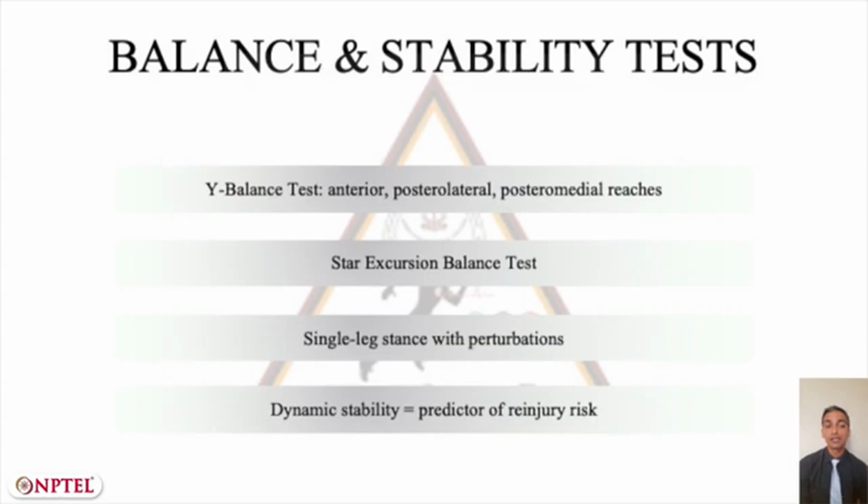Poor recovery, excessive sway, or loss of balance indicates deficient neuromuscular control. Improvement over sessions shows proprioceptive retraining progress. Deficits in balance have been linked to higher re-injury rates, making all these tests very essential.